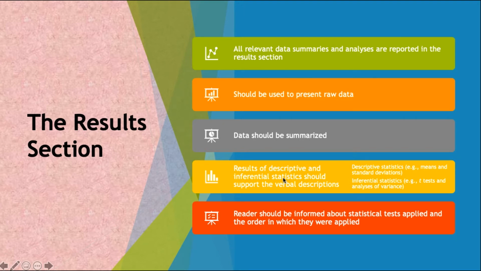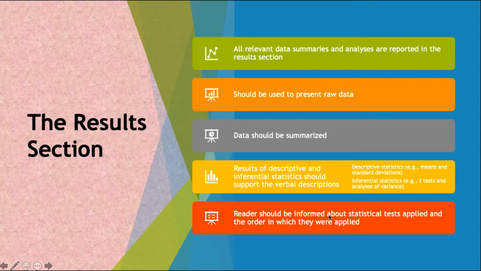Then there is a section where all relevant data are summarized, and analyses are reported in the results section. You should not present raw data. Data should be summarized. The results of descriptive and inferential statistics should support the verbal description. Descriptive statistics, for example, include the mean, standard deviation, and so on. Inferential statistics, for example, include the t-test, analysis of variance, and other statistical results.